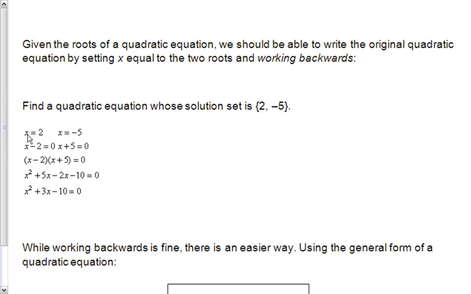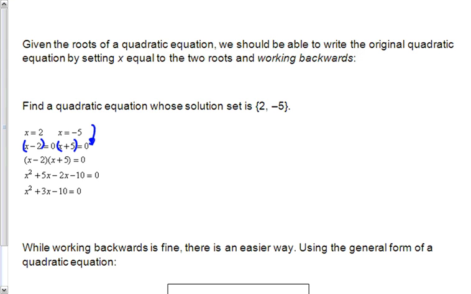If we work backwards, x equals 2, x equals negative 5, doesn't it come from these factors right here? Then we multiply them together. That's where this comes from. We get our original quadratic back. Now, working backwards is nice, and believe it or not, this is using the factor theorem, which is a really cool theorem, which pre-calc will talk more about.